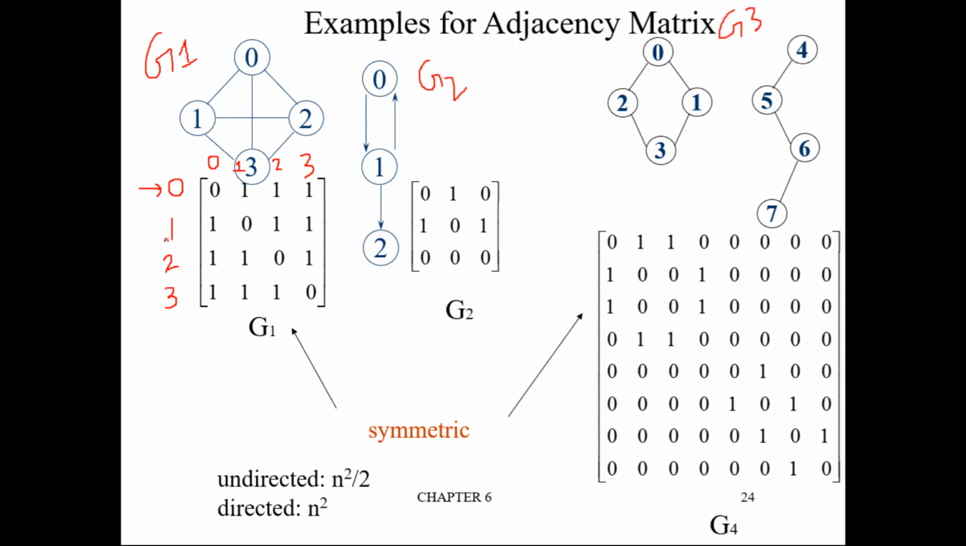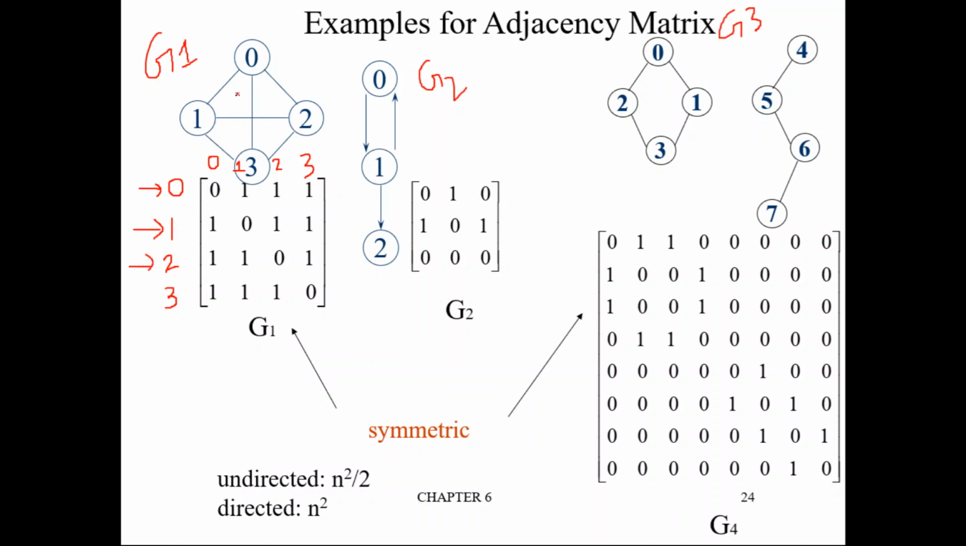Now come to the second row. Node 1 to node 0, is there a link? Yes, put a 1. Node 1 to node 1, is there a self loop? No, 0. Okay. Node 1 to node 2, is there a link? Yes, so keep a 1 here. Node 1 to node 3, is there a link? Yes, so keep a 1 here. Right? Similarly, so on and so forth, continue.